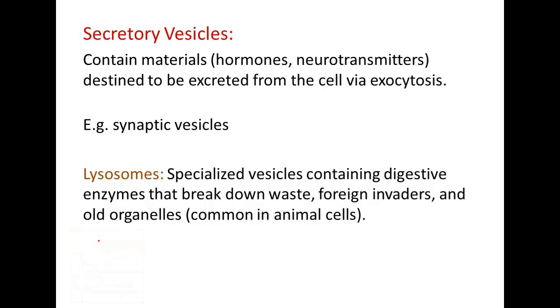Second kind of vesicles are secretory vesicles, which contain materials like hormones and neurotransmitters, destined to be excreted from the cell via exocytosis. Another process is also there, endocytosis. An example of secretory vesicle is synaptic vesicles, which are present in the synapse. Lysosomes, otherwise called suicidal bags, are specialized vesicles containing digestive enzymes that break down waste, foreign invaders, and old organelles. Common in animal cells. In plant cells, lysosome is absent. Vacuole performs the function of lysosome.